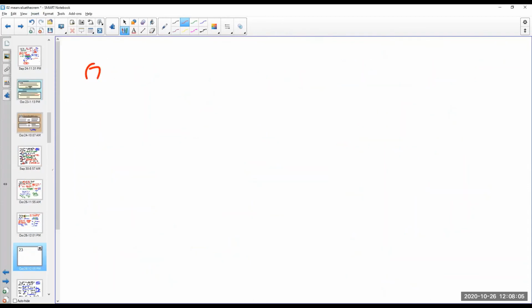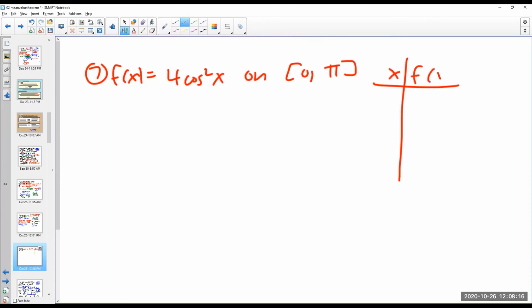Can you give me the problem? y equals 4 cosine squared x on 0 to pi. Sure. Okay, so you're going to start your candidates test, and 0 and pi are on your candidates test. We're trying to find the absolute max and the absolute min, so we're going to put all the candidates in here, and we're going to grab the largest and the smallest. We also need to get our critical points. So what are our critical points here?